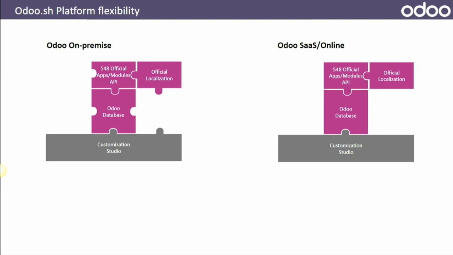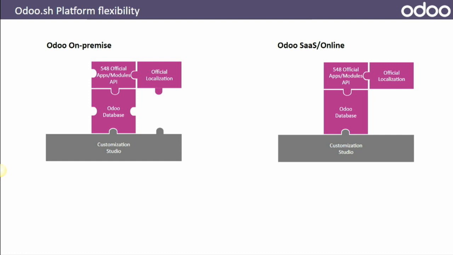Obviously, right out of the box, we're very much API friendly. There are some official localizations that are built into the Odoo ecosystem, and I'm talking about Canada, United States, Mexico, and we are currently working on some other Latin American localizations that hopefully will roll out in 2020.